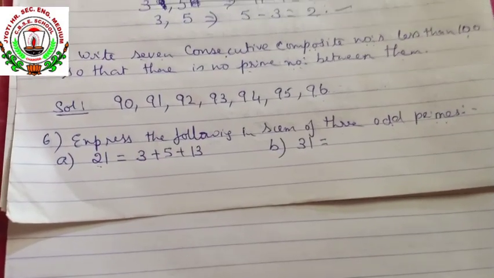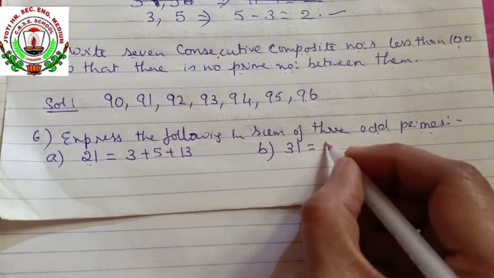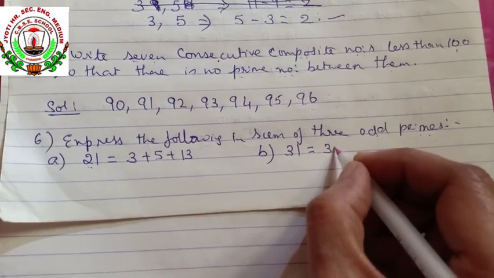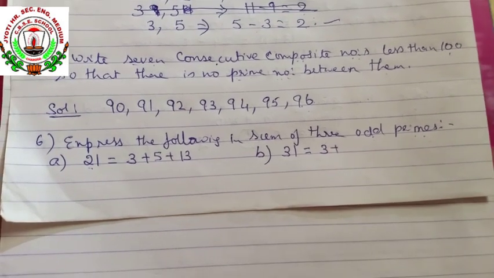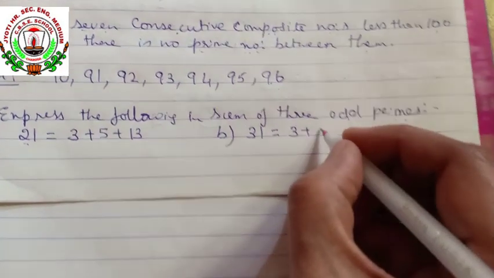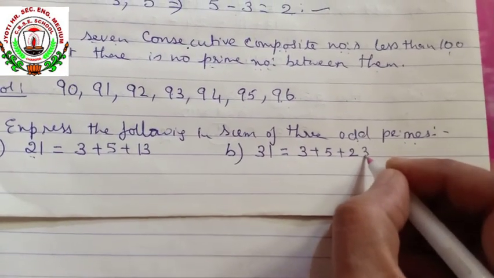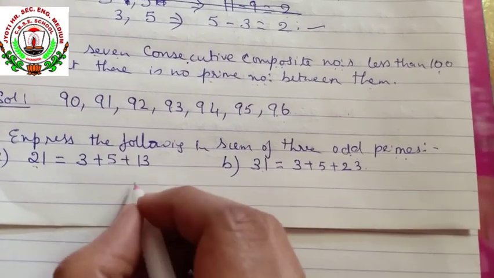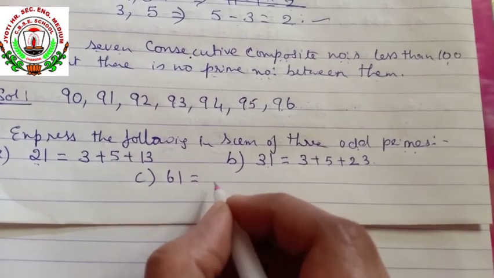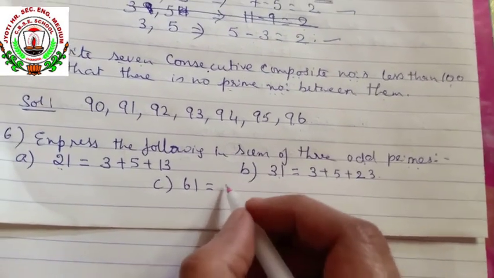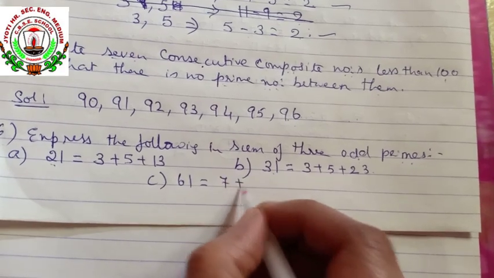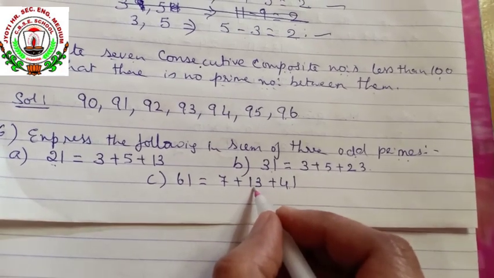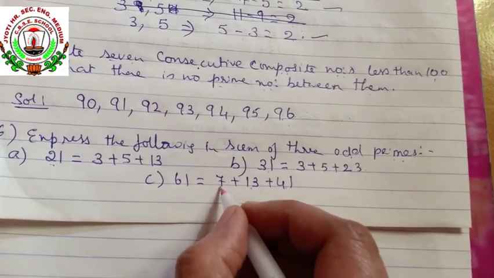31. 3 plus 5 plus 23. 23 plus 5 is 28. 28 plus 3 is 31. Next question is 61. I can write it as 7 plus 13 plus 41. 41 plus 13 is 54. 54 plus 7 is 61.